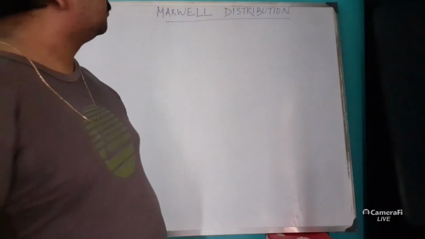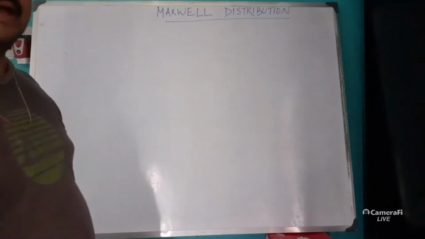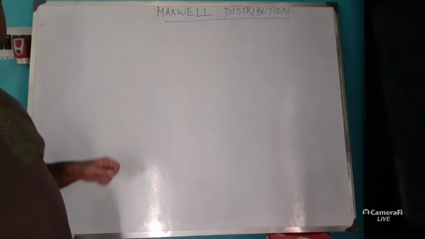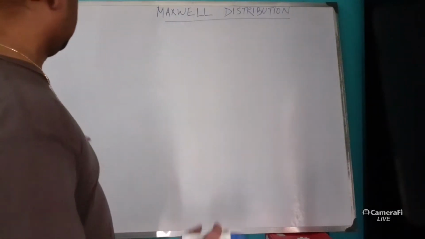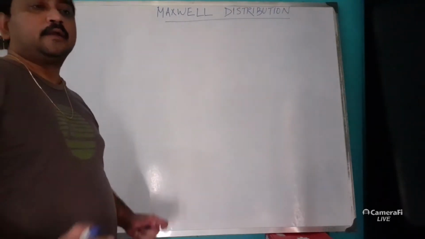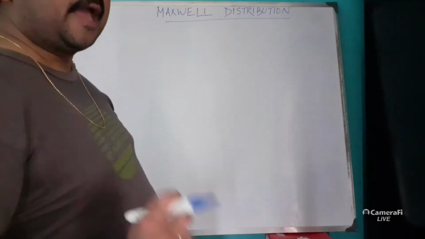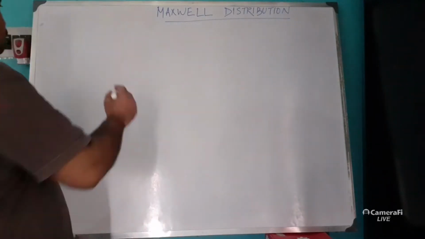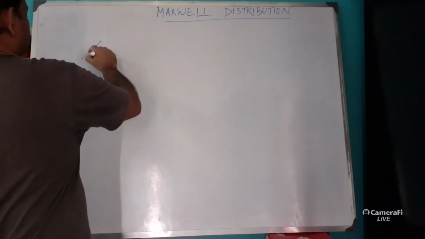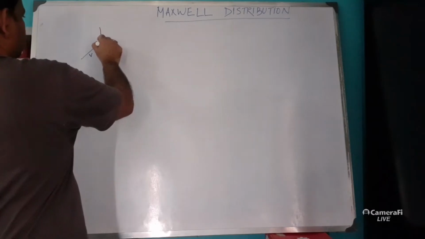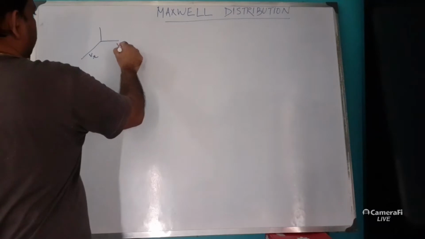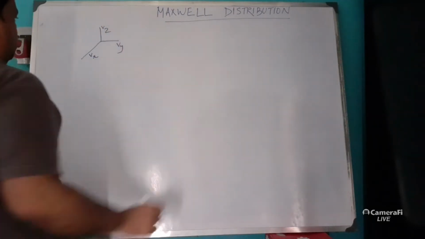Hello friends, today we are going to start with a new topic called Maxwell Distribution. In Maxwell Distribution, we have to consider a container containing gas, and that gas is in equilibrium, and the particles in the gas are having a velocity v, and that velocity v is being split up into three components. One is Vx, another is Vy, another is Vz.